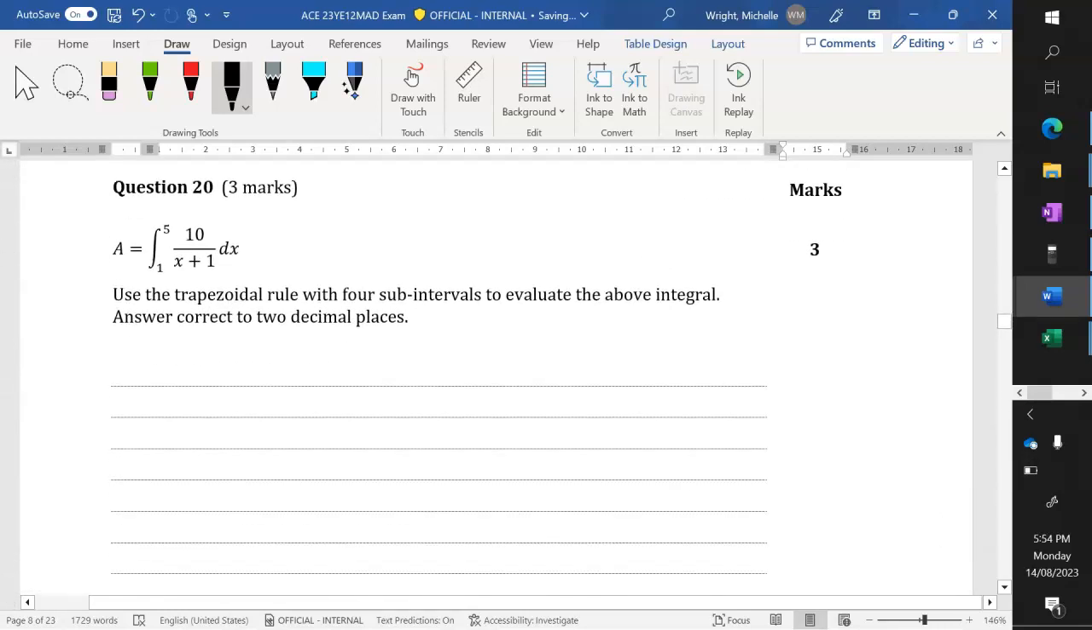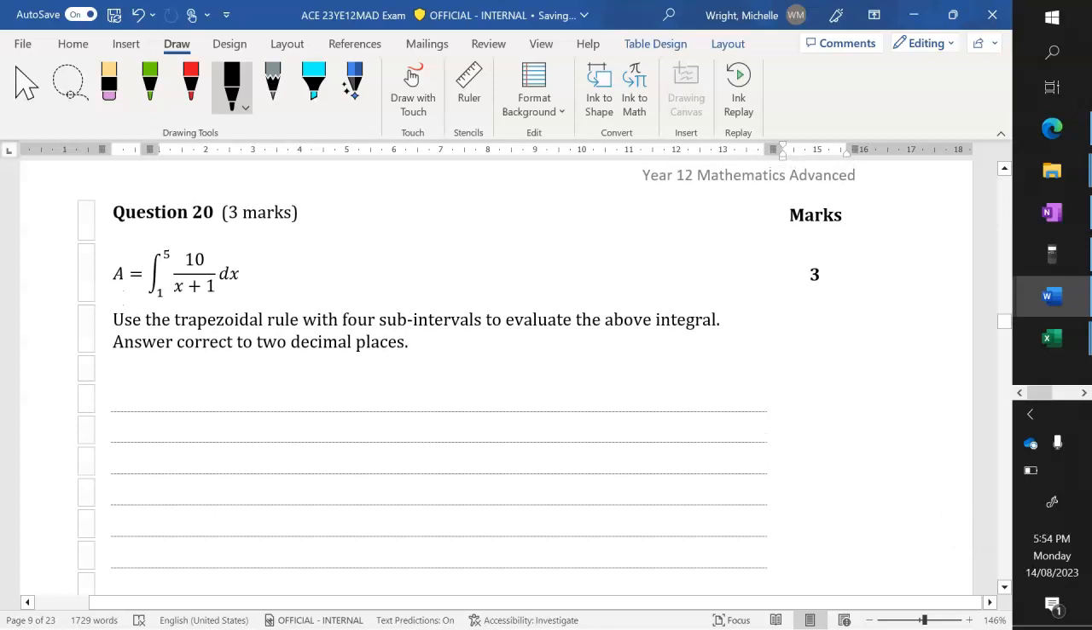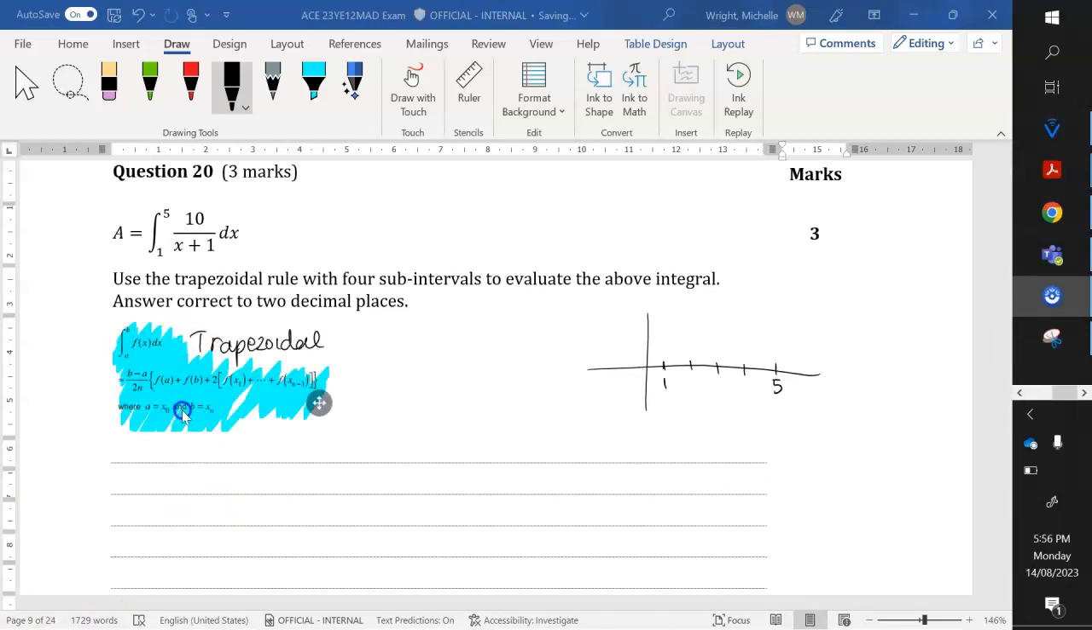Okay, next one. Trapezoidal rule, 3 marks. Now, this one I was a little bit disappointed in because people did not seem to copy the rule down or have a good understanding of what the rule was. And the rule for trapezoidal rule is on your HSC formula sheet. So step 1 is I would write that rule down. I've just gone and copied that formula from the formula sheet, and that's where it stands like that.